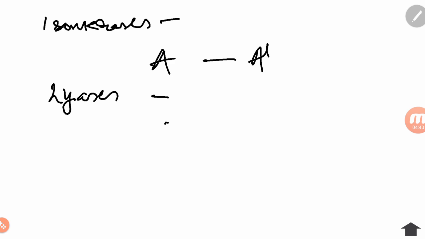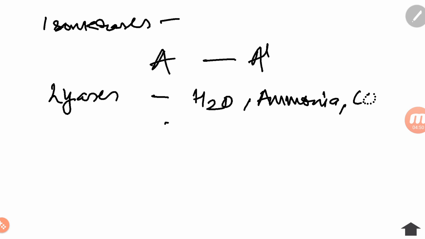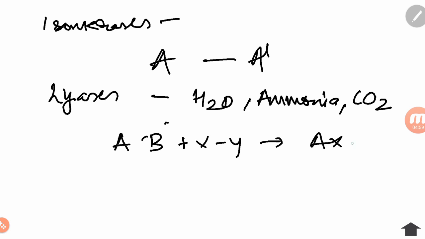Lyases are enzymes that are involved in the addition or removal of a molecule like water. They can remove or add water, they can remove or add ammonia, and they can remove or add CO2. Such enzymes are called lyases. AB plus XY gives rise to AX plus BY. So this is what a lyase is.